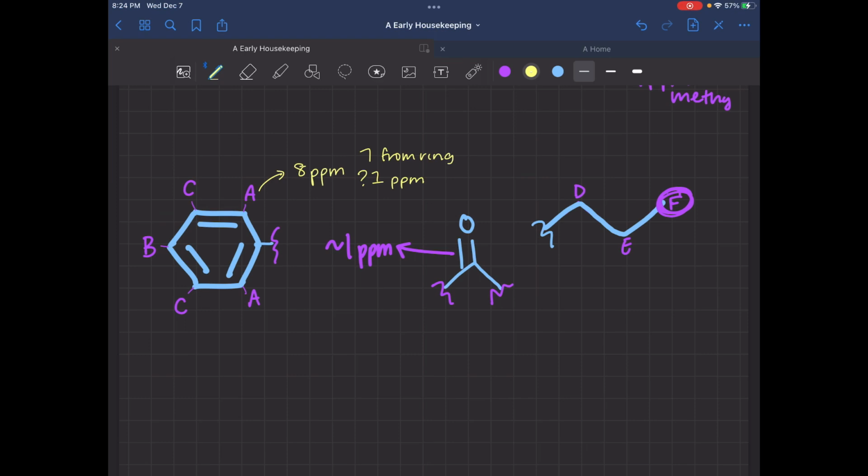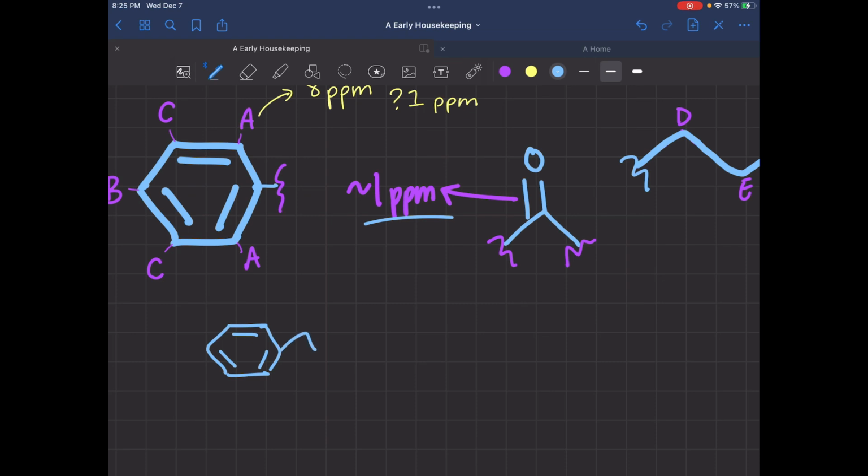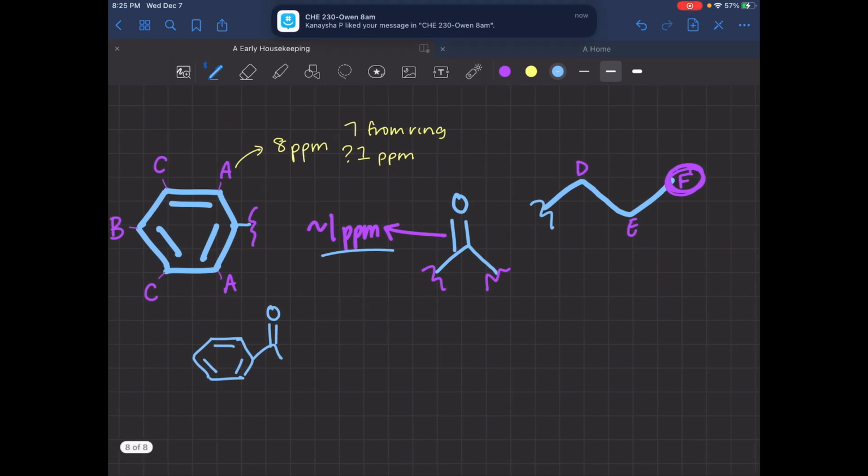We could get 1 full ppm if this A position is very closely associated with this. So let's see what that would look like. Because this carbonyl is 1 ppm. So let's see. Let's attach a carbonyl right here. Okay, now let's move along. Let's see how this would attach.